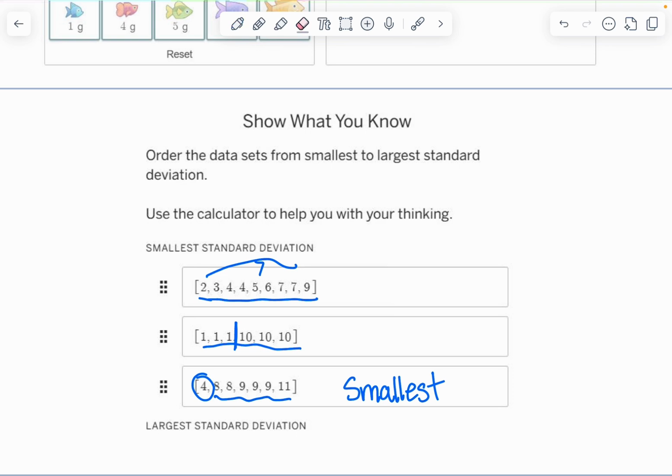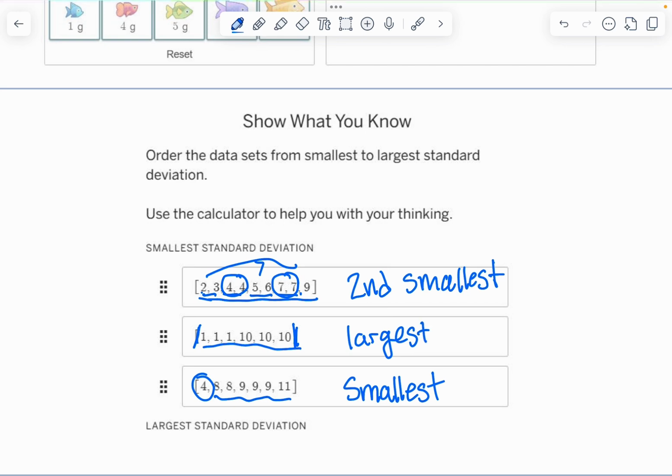The next one I would say is probably this top one. This is because even though it does have a wide range, there are a lot that are actually pretty close to each other. We've got a lot of repeats. The only thing with this last one is that it has such a range from 1 to 10, so this is probably going to be our largest.